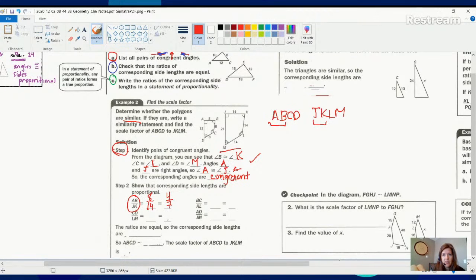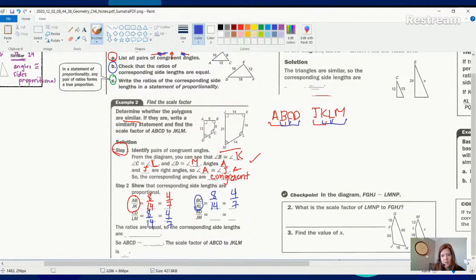Okay, then you're going to check the next one in your proportional statement. So let's check BC over KL. So B to C is 8 and K to L is 14. Does that reduce? Yep, 4 to 7. So check that off too. All right, then we're going to check CD over LM. So CD is 8 and LM is 14. Do you see a pattern here? And that's 4 over 7 when we reduce that down.